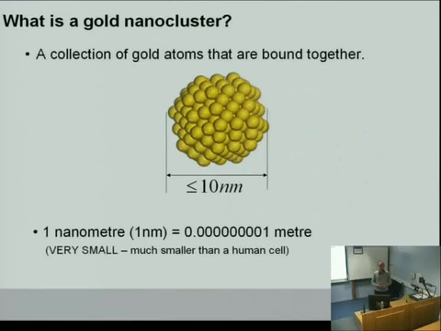And what is a gold nanocluster? Well, by definition, a nanocluster, which doesn't have to be a gold nanocluster, is on the borderline of about 10 nanometers or less. So 1 nanometer is an extremely small unit of distance. It's a decimal point followed by 8 zeros, then 1, meters, which is exceedingly small, very, very much smaller than a human cell. And we can use that to our advantage in certain medical applications.